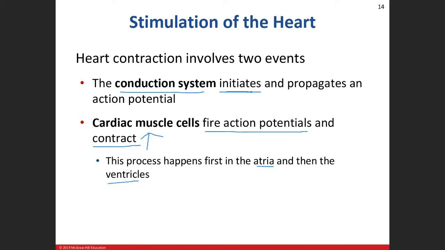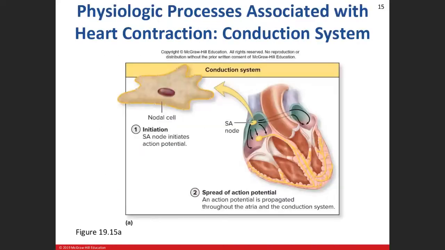The two cell types we're going to be dealing with here are the cardiac muscle cells, which we'll talk about in a second, and the nodal cells. These cells are fascinating. They are what makes it possible for the heart to contract on its own outside the body. They stimulate the cardiac cells to contract. We find them in our SA node, and they initiate that action potential.